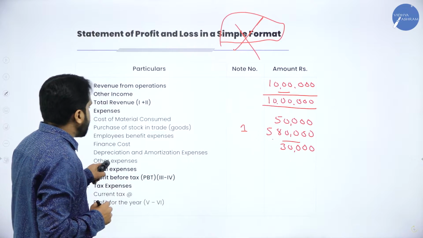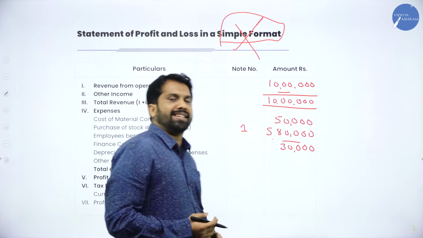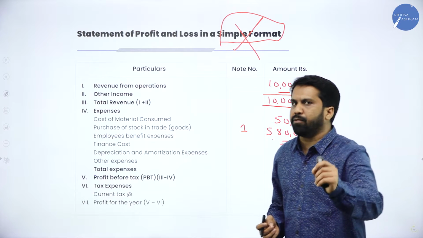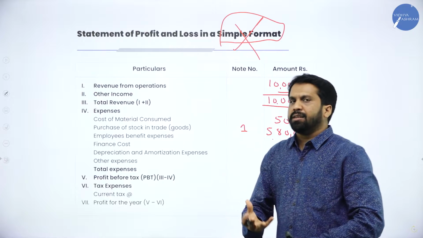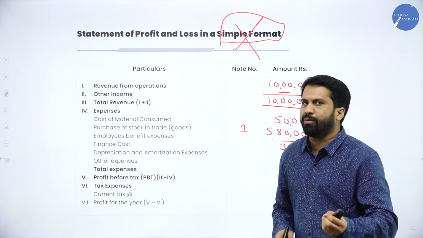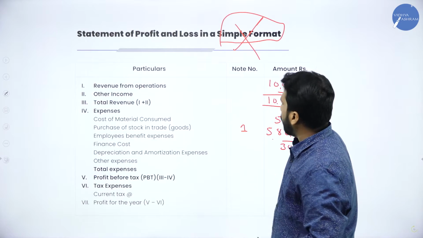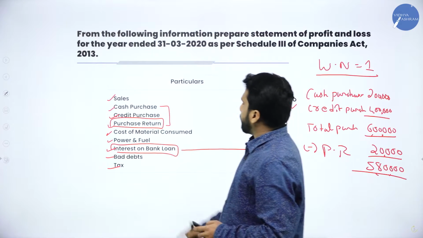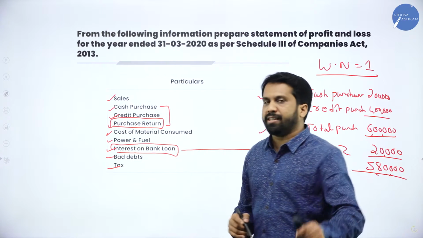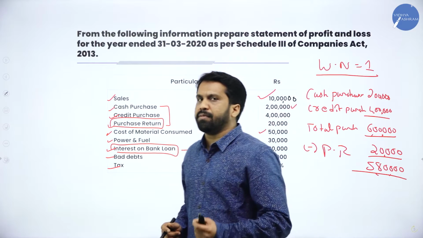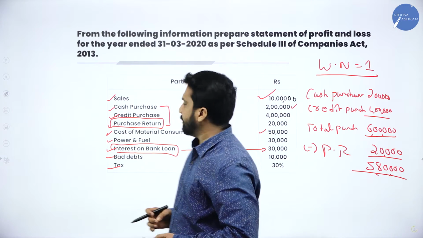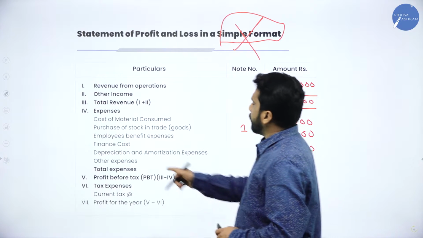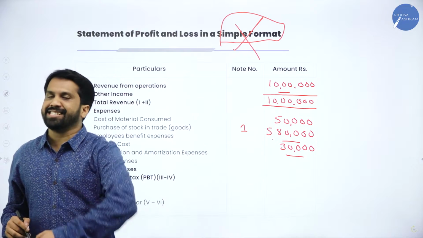Next, what is the next one? Depreciation and amortization expenses. What do you mean by depreciation and what do you mean by amortization? Depreciation means decrease in the value of the asset. Now, how much depreciation do you have? I'll go back to your question. Your depreciation as per your question they have not given. If it is not given, what we should do? We should write depreciation dash. Next, the last part is other expenses.